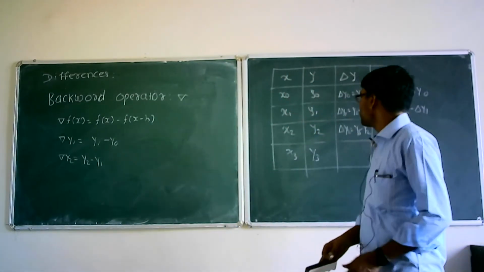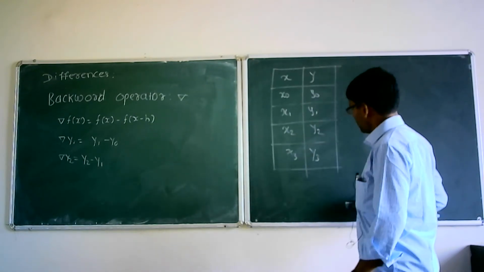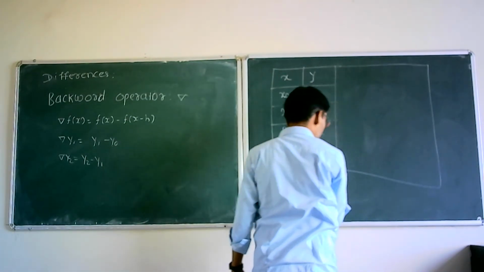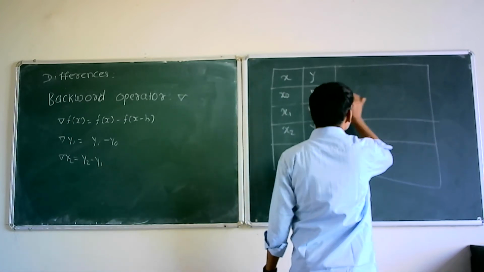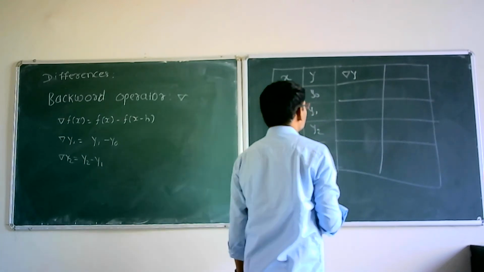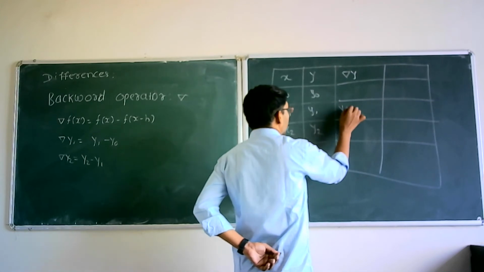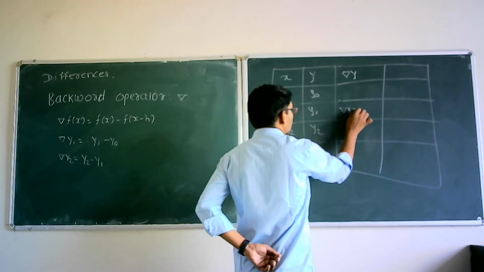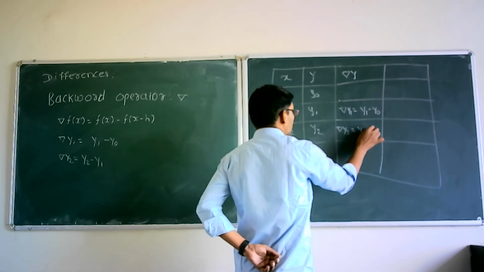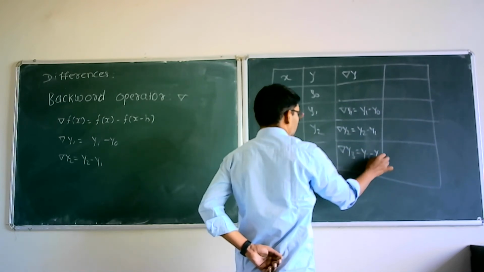So again, if you find this difference for this table, the first backward difference del y: del y1 is equal to y1 minus y0. Del y2 is equal to y2 minus y1. And del y3 is equal to y3 minus y2.